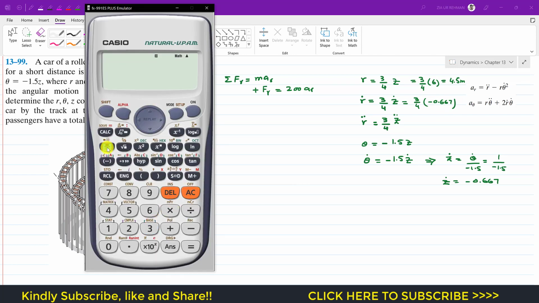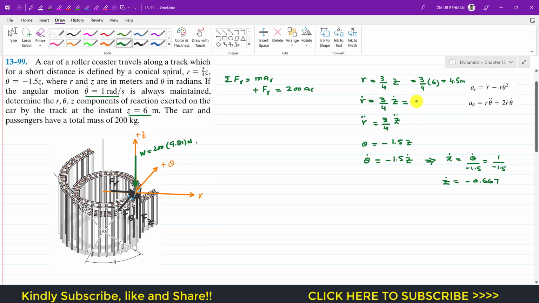So let me find it. 3 divided by 4, or we can say that 3 multiplied by minus 0.667 divided by 4. So r dot is minus 0.5 approximately, so I will write that this is minus 0.5, this is meter per second. Similarly, if I take one another derivative, this will be theta double dot, and this will be minus 1.5 z double dot, and since it is said that theta dot is always maintained, so theta dot is constant, so this means that the double derivative of theta will be 0 since it is constant, right?